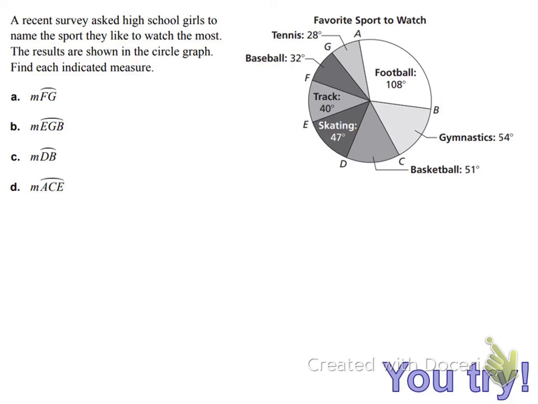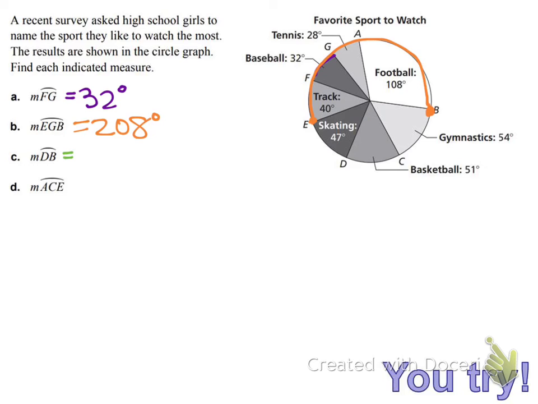Good. Alright, so we're going to talk through it so that I can finish the recording. FG, the length of FG is 32. EGB. So E towards G, end at B. Am I going to go up or down around the circle? Up towards G and end at B. Add 40 and 32 and 28 and 108 and you get 208.